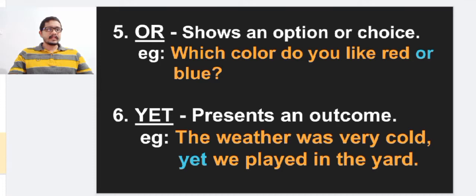Because this sentence is made up of two independent clauses. The first independent clause is the weather was very cold, and the second independent clause is we played in the yard. So when we join two independent clauses with the help of a coordinating conjunction, always use a comma just after the first independent clause or before the conjunction.